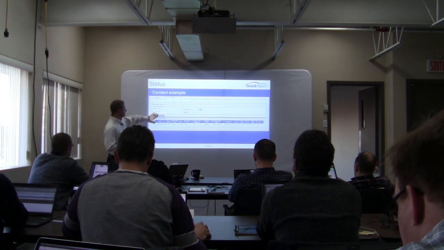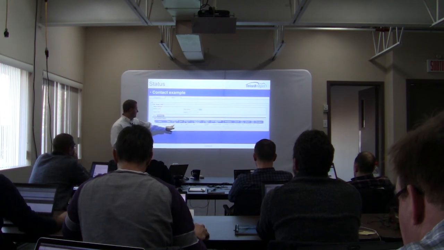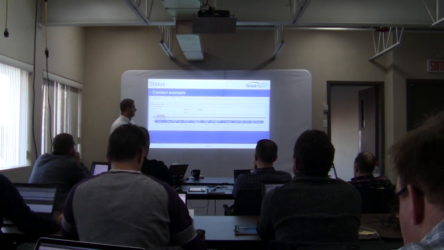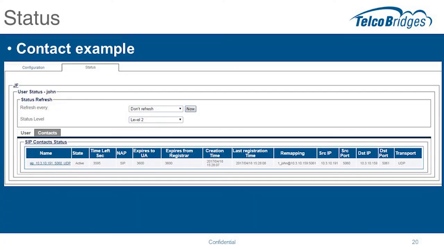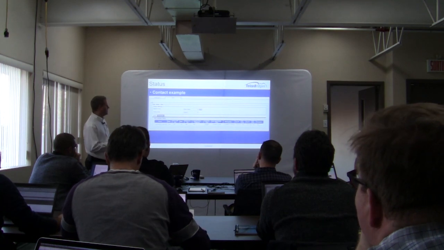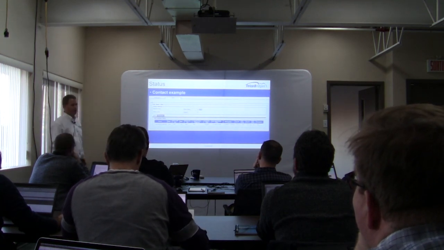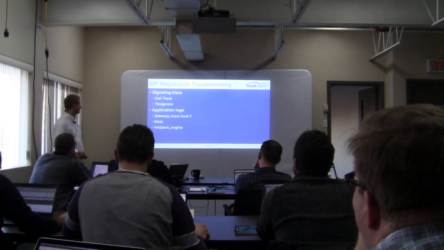Yeah, so these were the users, these were the contacts. So for the contacts, you can see how long is remaining on their registration before the refresh. What else here? The remapping. So this is the contact remapping. So you can see what was used in the connection: source IP, source port. So you can get information about all the registrations of the system.